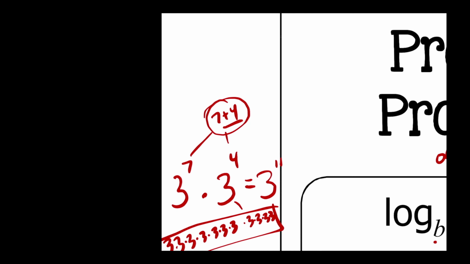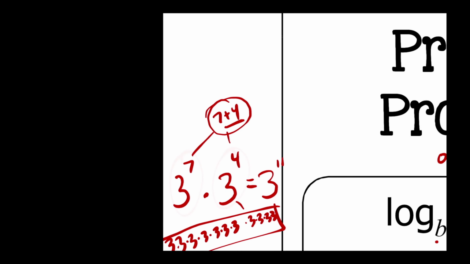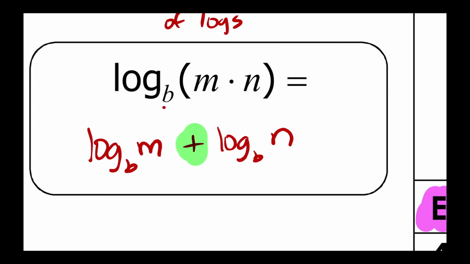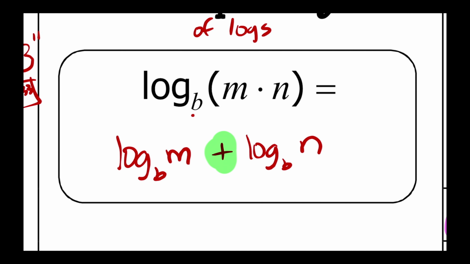Whenever you have two results, right? 3 to the 7th is a result, 3 to the 4th is a result. Whenever we have two results that are being multiplied, we add the exponents. That's exactly what this rule is saying. It's saying the exact same thing, just in a different way.